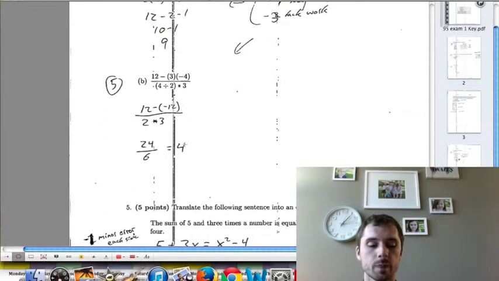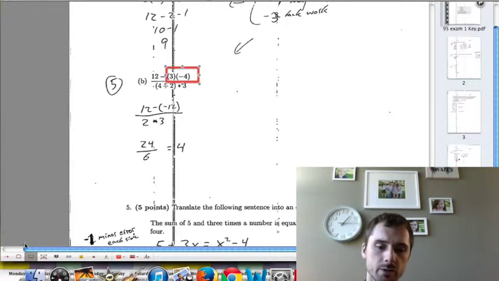All right, on 4b, we have 12 minus 3 times negative 4 divided by 4 divided by 2 times 3. So I'm going to take care of the numerator and take care of the denominator separately at first, and then work it back together.